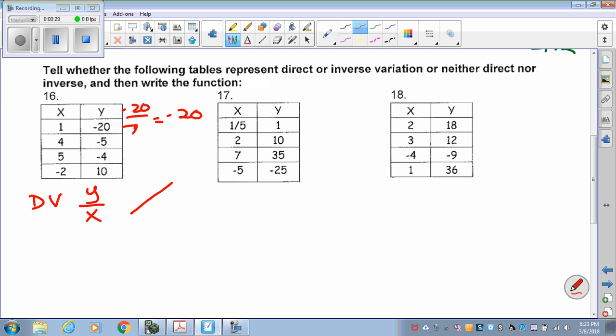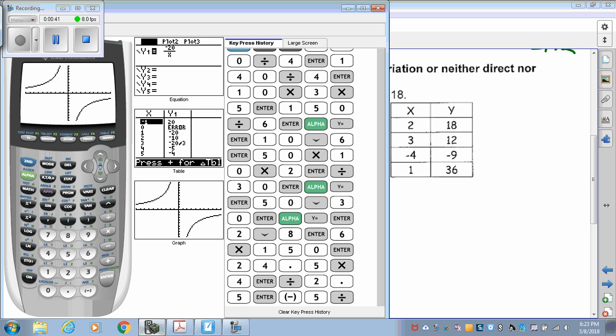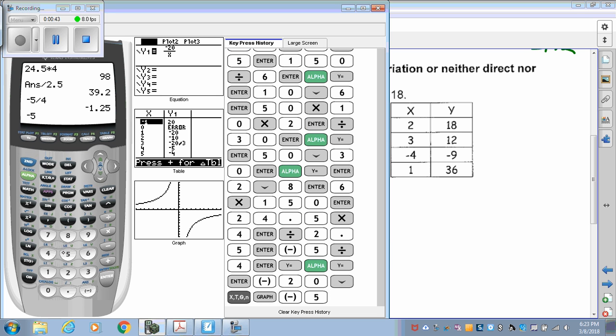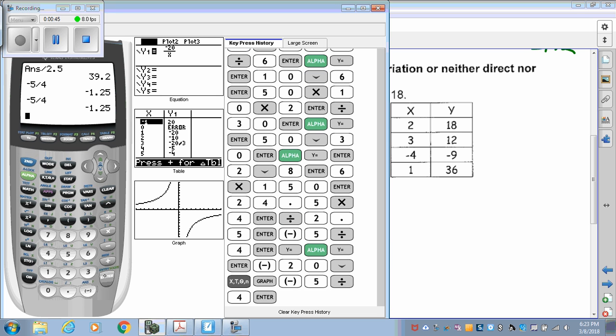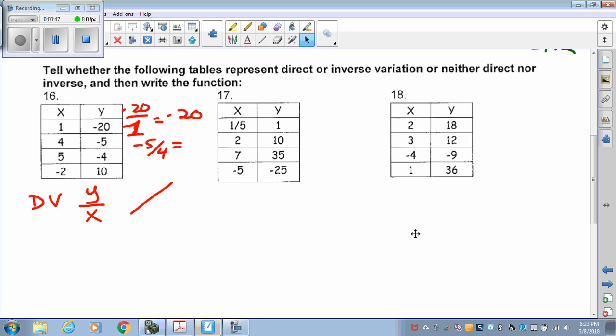And then here I've got, it's supposed to be a 1. And then here I've got y is negative 5 divided by 4. Is that negative 20? No, that's like 1, right? If I take negative 5 divided by 4, I get 1. So it is not a direct variation, right?